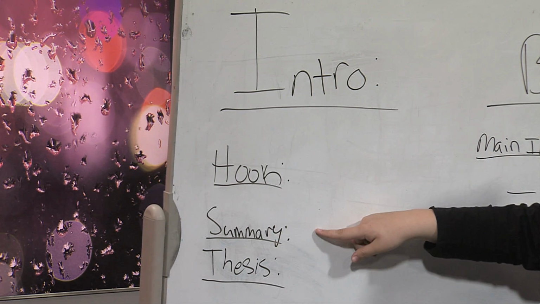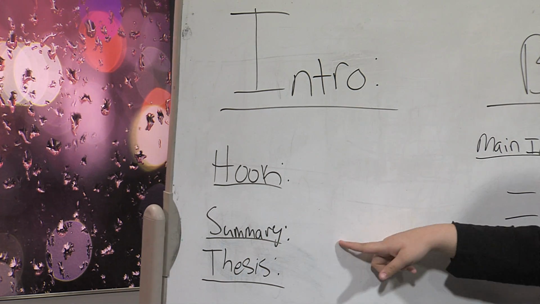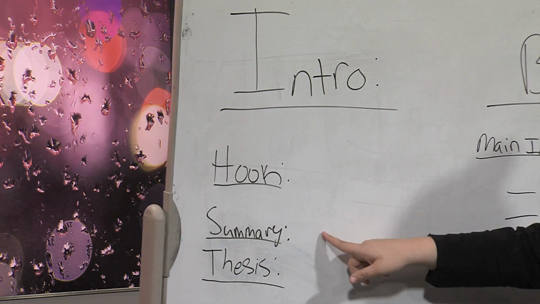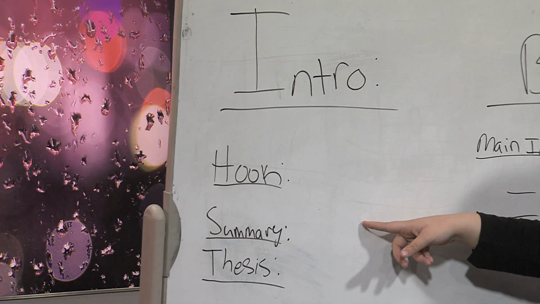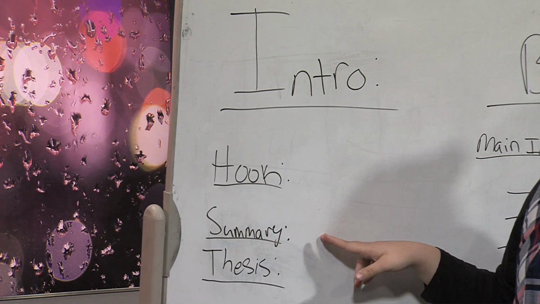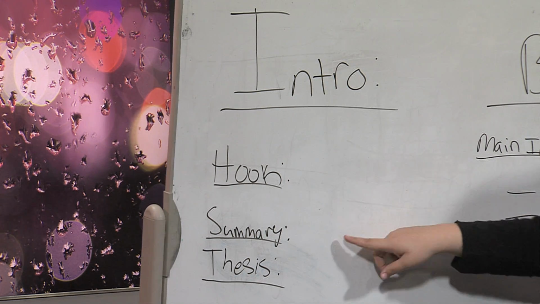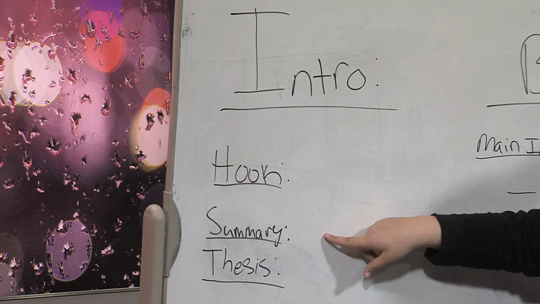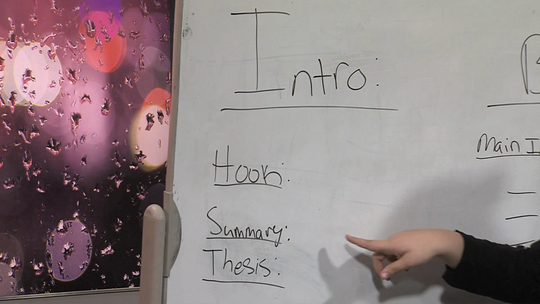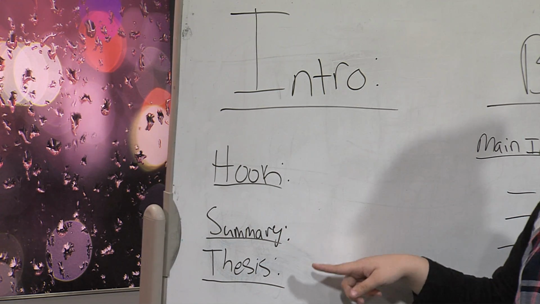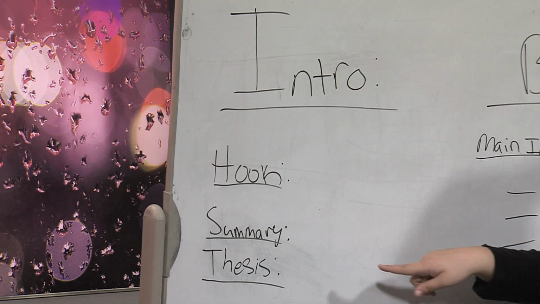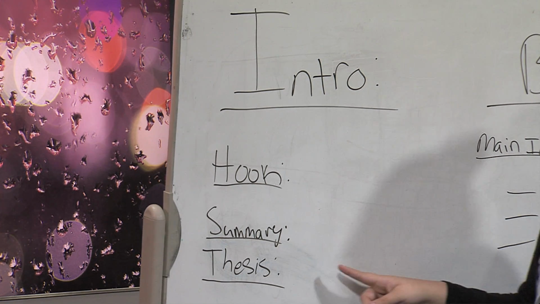And then we have your summary. Now this can either be a summary of what your essay is going to be about, or it can be some background information to place a setting for your essay. You don't want to give all your details in your introduction, because then what would be the point in reading the rest of the essay? So just give a snippet, like a little trailer, and then end your introduction with a thesis. What are you trying to prove? What is your essay going to tell me?